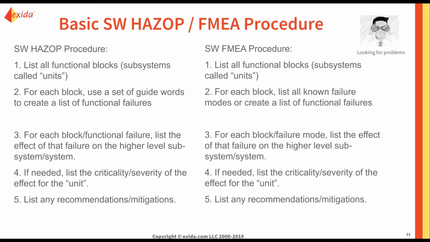If we list the basic procedure for a software HAZOP, it is pretty common sense. For every function block, every processing unit, and we call these units, using a set of guide words, we're going to create a list of functional failures. And you remember the text, a deviation from intended functionality. And for each block and functional failure, we list the impact or the effect of that failure on the next higher level subsystem.